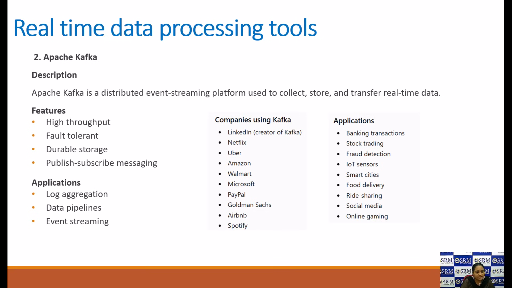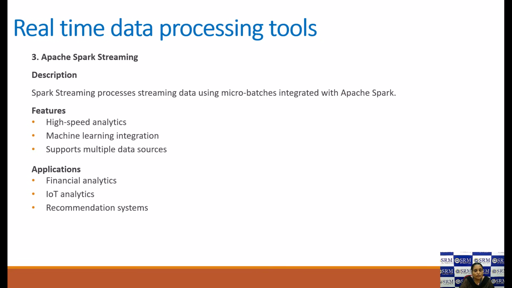Then data pipelines and event streaming. Similarly, for other applications, for example, if you want to go for micro batch, we can use Apache Spark Streaming. It processes streaming data using micro batches. The features are high-speed analytics, machine learning integration, and support for multiple data sources. Applications are financial analytics, IoT, and recommendation systems. All this uses Apache Spark.